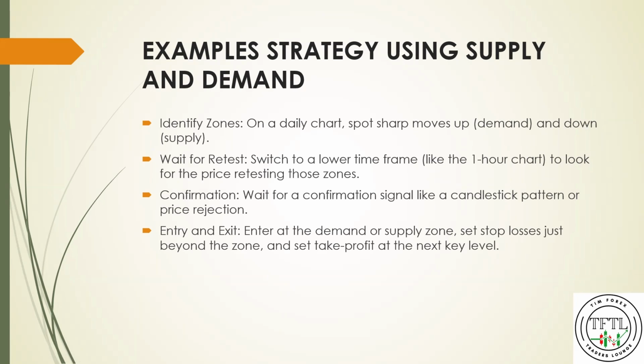So you switch to a lower time frame, like 1 hour chart, to look for the price retesting those zones. And if you want to look for confirmations, this is why you want to wait for a confirmation in terms of signals like candlestick patterns, price rejection. Also, if you want to be more conservative, you can consider change of character, especially if the price is reversing, right?